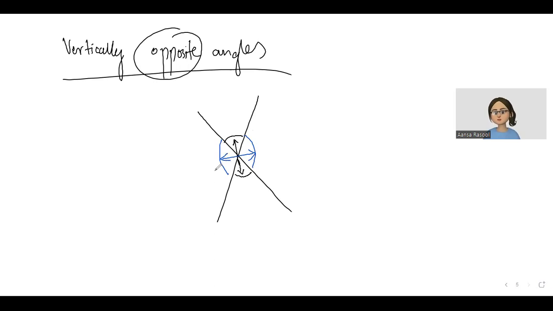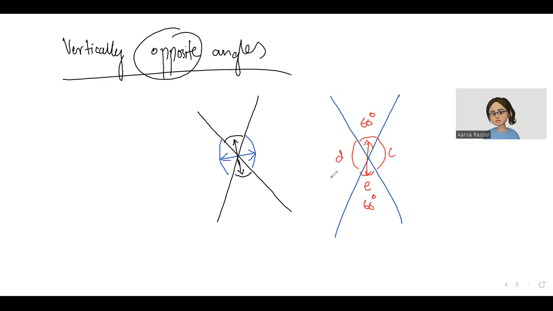So they are equal. Suppose in a question, one angle is given, that is, suppose 60 degrees, and they ask you to find angle C, angle D and angle E. So obviously they are vertically opposite angles, so angle E will also be 60 degrees. So how can you find angle C and angle D?